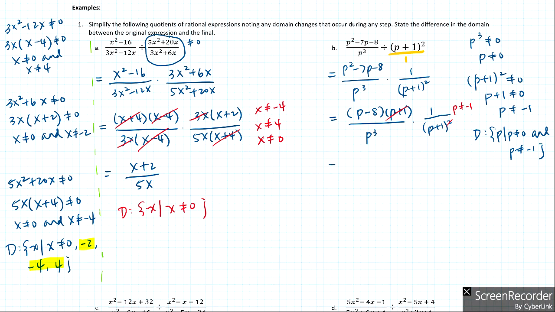And here, if we simplify the result, we get p minus 8 over p cubed times p plus 1 over here. Now if we look at the final domain, we still have p cubed times p plus 1, which is exactly what we started with as a domain restriction. So these are still the factors we need to consider. So we still get p such that p doesn't equal 0 and p doesn't equal negative 1 as a result. So we can see the domain did not change.